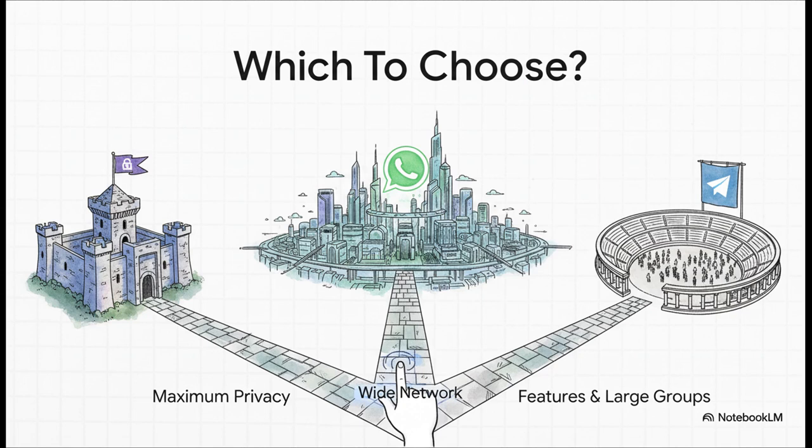So the choice really comes down to your priorities. If you want the absolute maximum privacy, the answer is pretty clear. It's Signal. If you need to reach pretty much everyone you know, well, it's probably going to be WhatsApp. And for big groups and lots of features, many people turn to Telegram, but you just have to know that encryption isn't turned on by default.